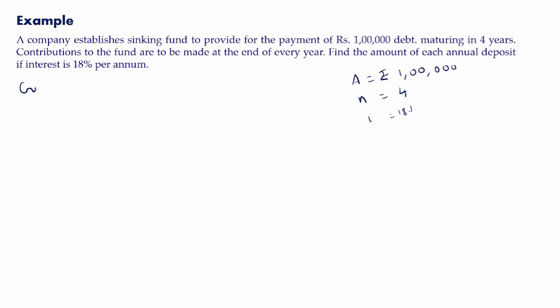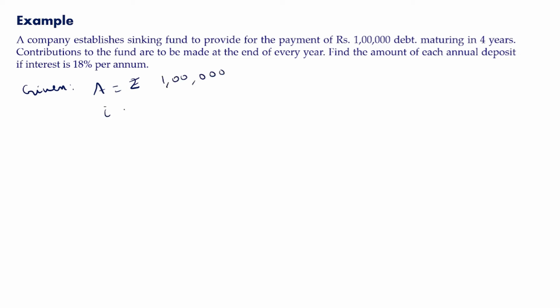So first let us write what is given. Given A is rupees 1 lakh, then i is 18%, which is 0.18, and n is 4. The number of periods is 4, the rate per period is 0.18. We need to find R.